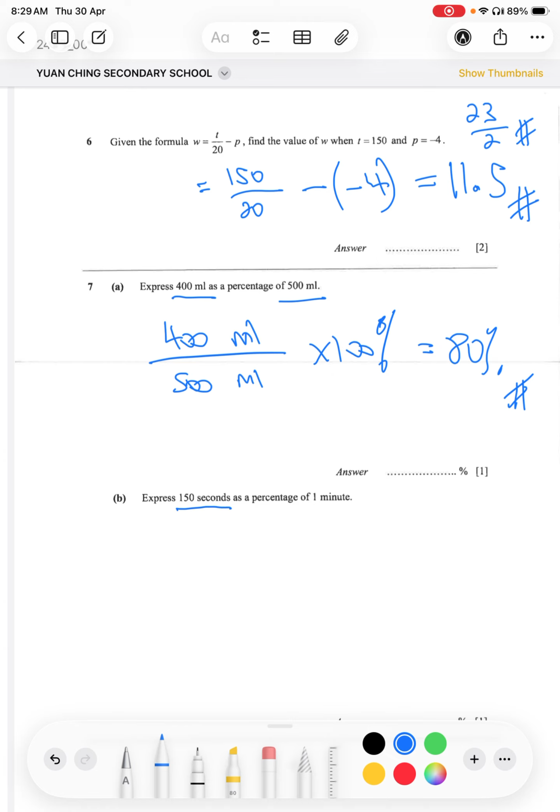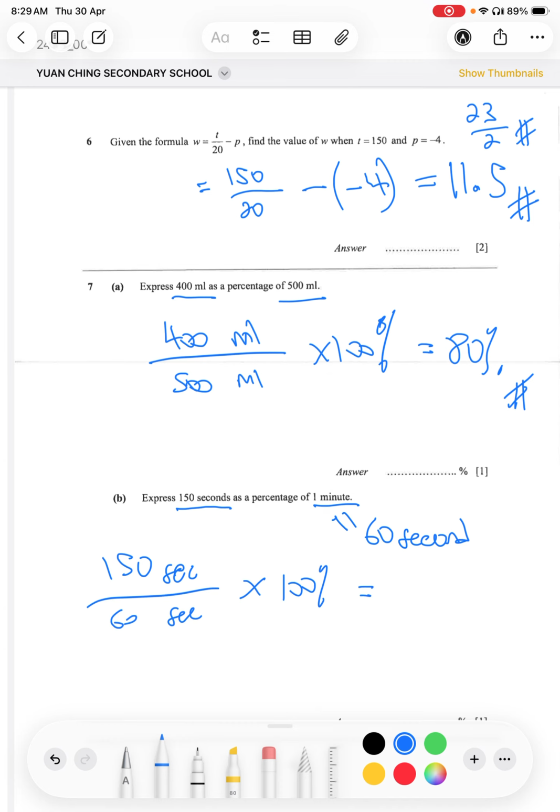Express 150 seconds as a percentage of 1 minute. They must be in the same unit. 1 minute is 60 seconds. So it's 150 seconds over 60 seconds. Change to percentage. 250%. Okay, we just start with this.